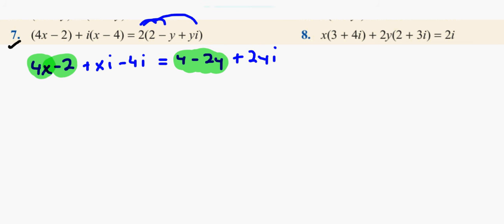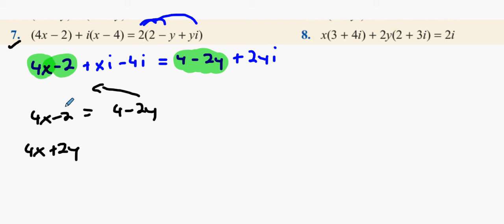And then you just go down here and you say 4x minus 2 equals 4 minus 2y. Bring the 2y to the left, so you get 4x plus 2y. Bring this number 2 to the right and it becomes a plus 2. And what's 4 plus 2? 6. That is the green equation that I got using the green parts.